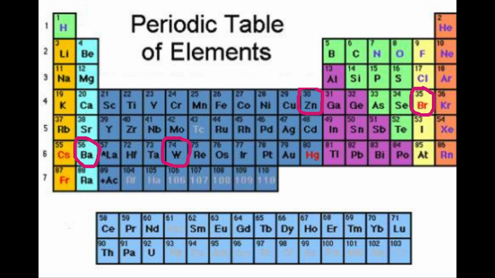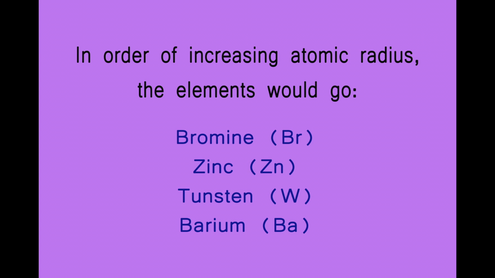start there. If we go from the top right to the bottom left, the first element we come across is bromine, then zinc, then tungsten, then barium. The order of these elements in increasing atomic radius would go bromine, zinc, tungsten, and barium.